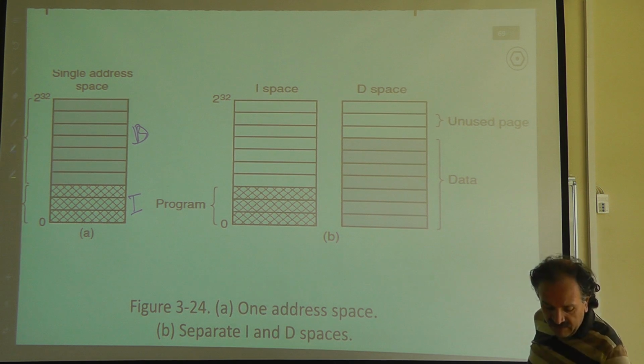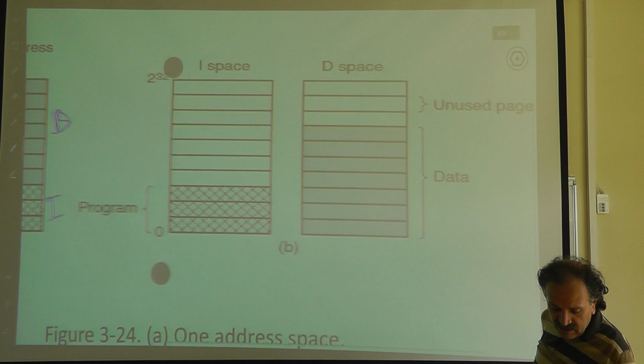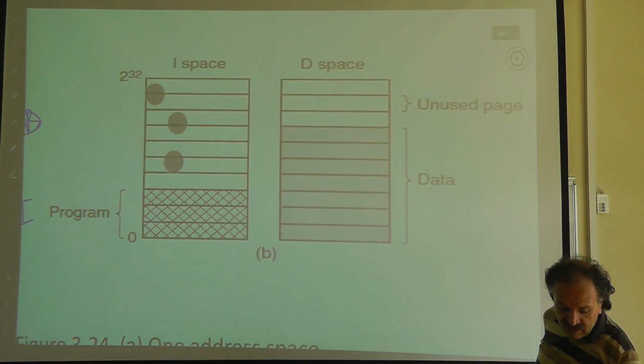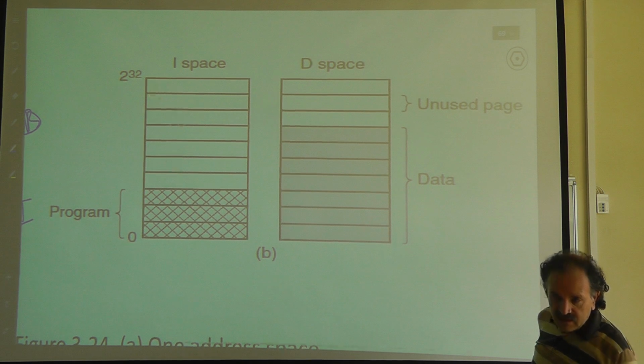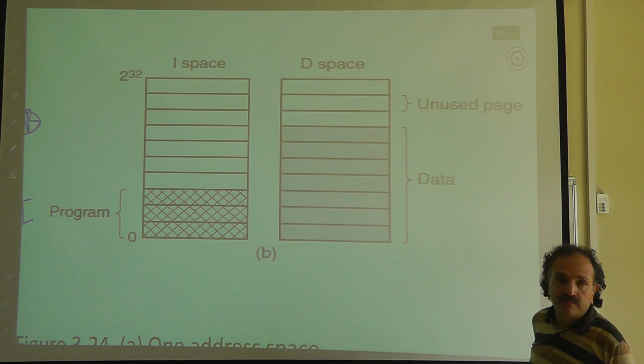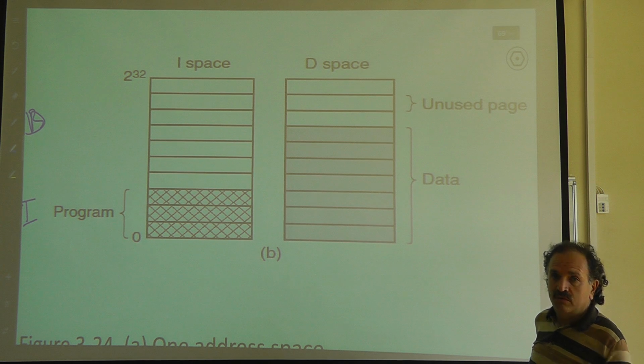But it looks like I am wasting lots of space. That's the disadvantage, right? Is that correct? I am wasting lots of space in the I space here. Is that correct? Lots of wasted space. Say yes or no. No.